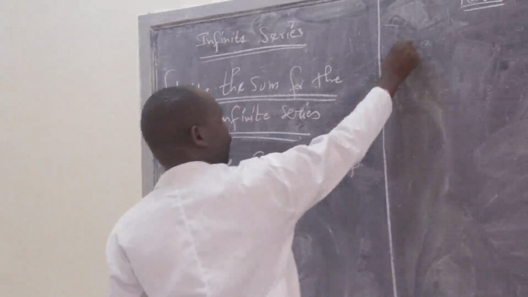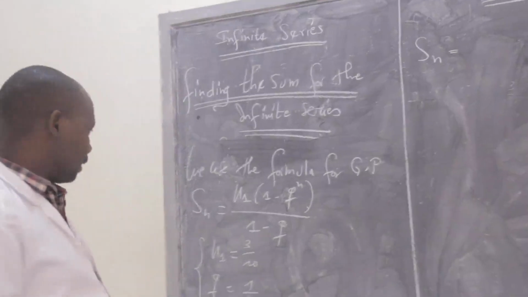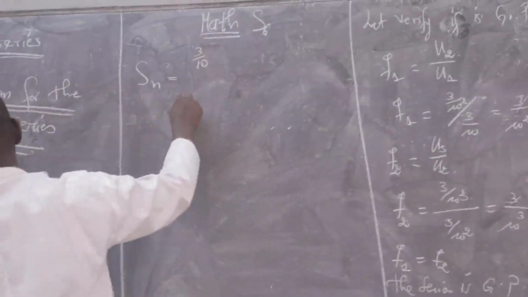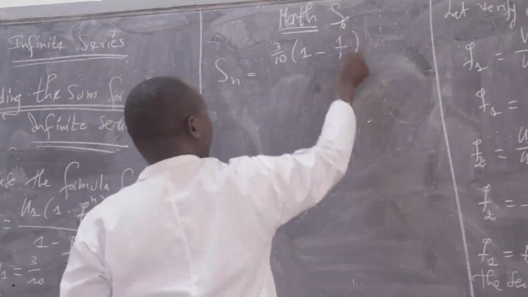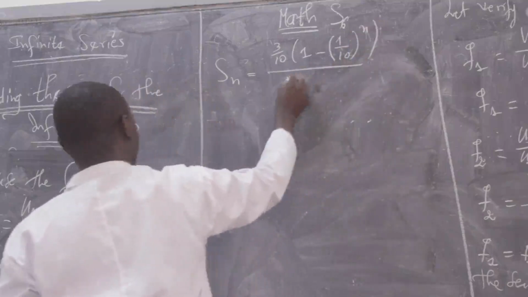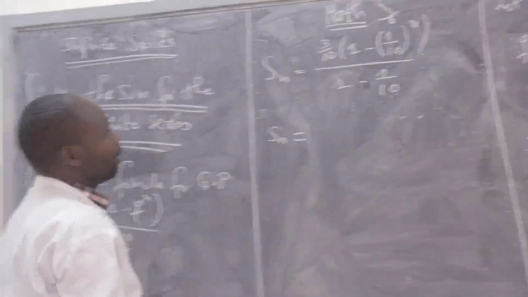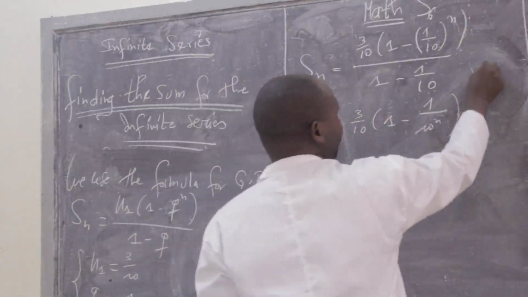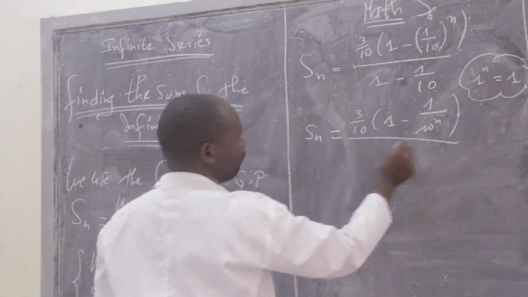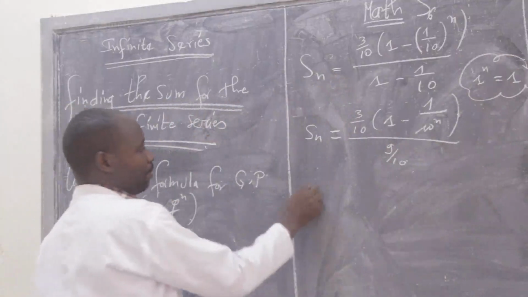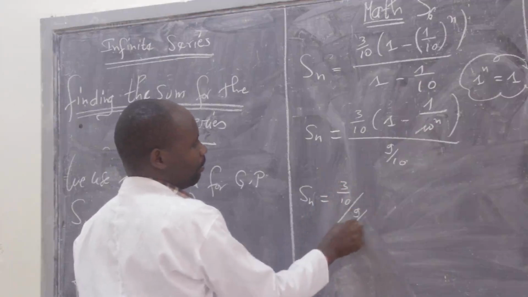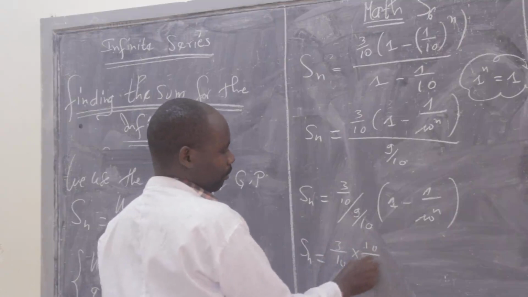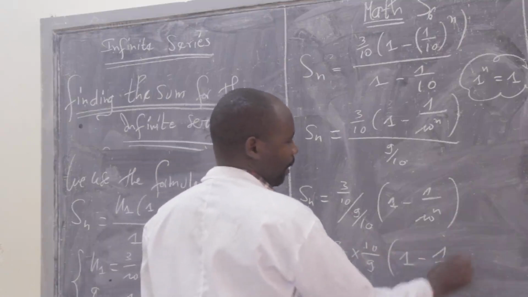Now I can calculate our sum Sn. Sn will be equal to the first term, 3 over 10, times 1 minus 1 over 10 power n, over 1 minus 1 over 10. As you know, 1 power n is 1. This is over 9 over 10. So now this is 3 over 10 over 9 over 10, times 1 minus 1 over 10 power n. It means 3 over 10 times 10 over 9, times 1 minus 1 over 10 power n.